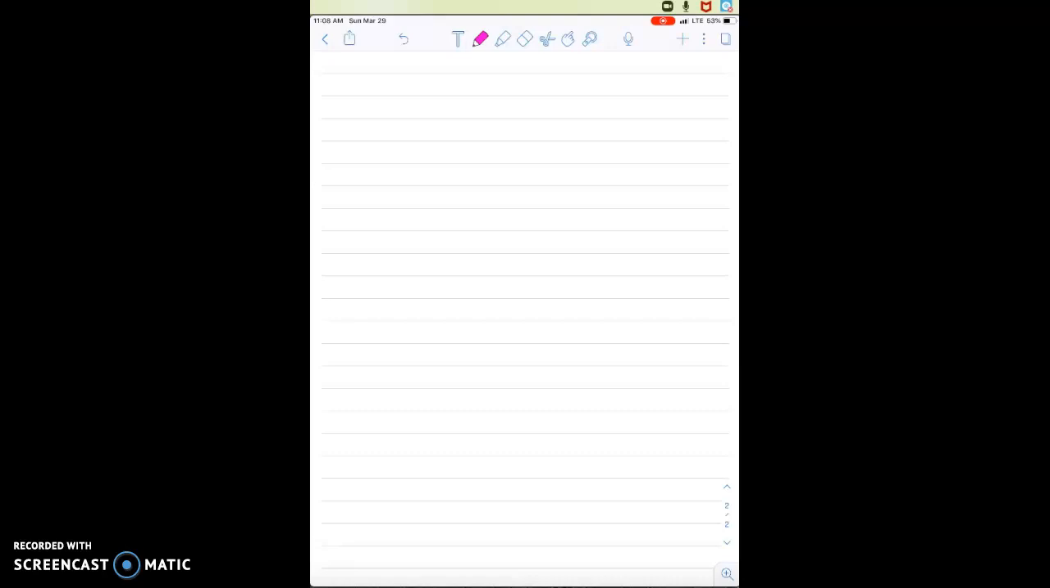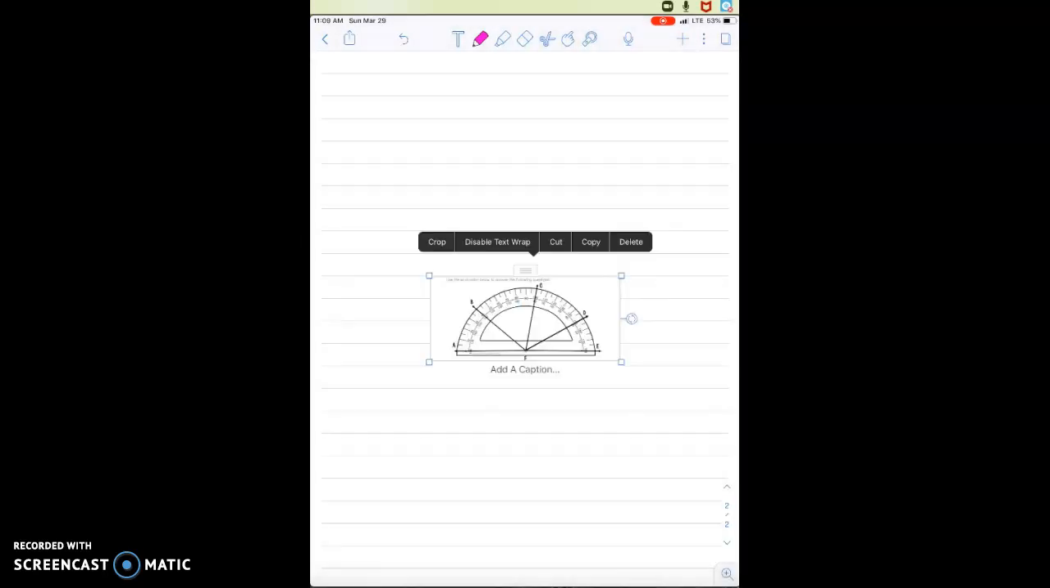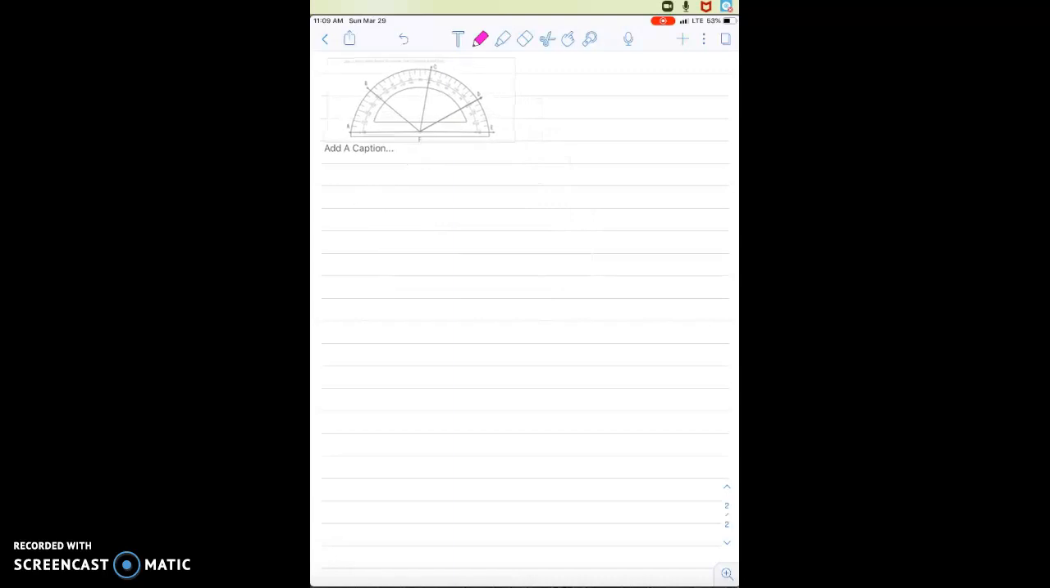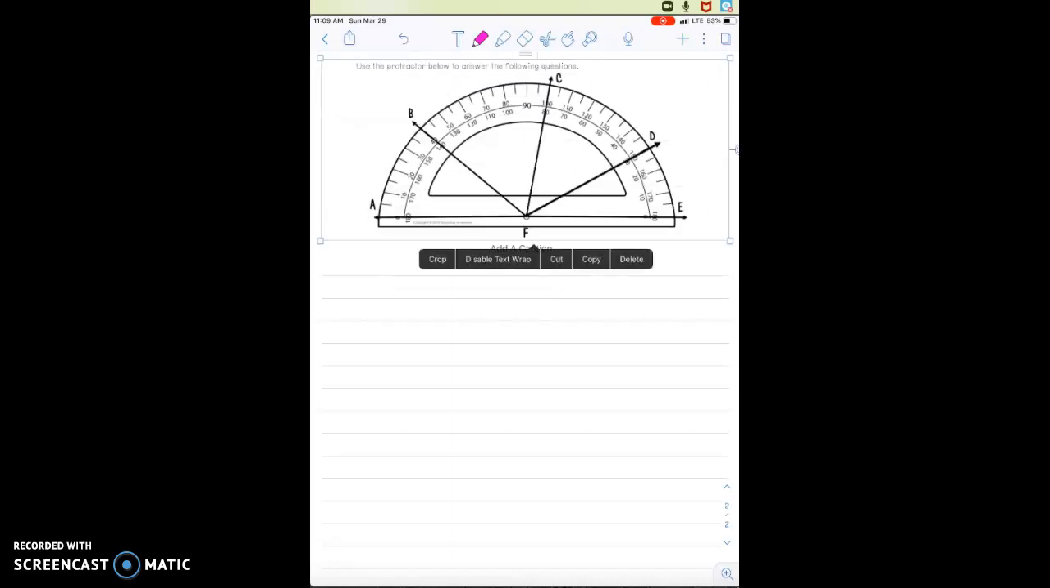So right now I'm going to insert a picture of a protractor. You do not have to try to draw this picture on your paper. Just use the picture in the video. Don't try to draw it unless you really want to. I'm not going to ask you to do that because that's quite a bit. But we are going to answer some questions using this protractor where we're going to practice finding some angle measures, okay?